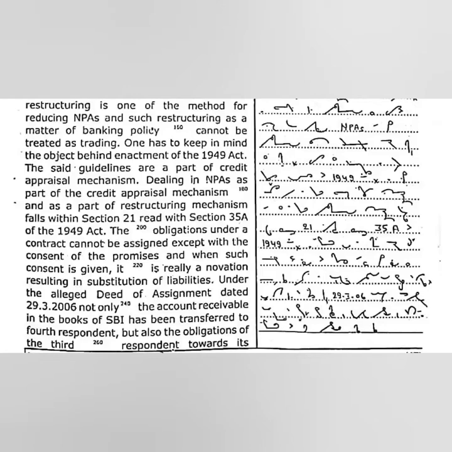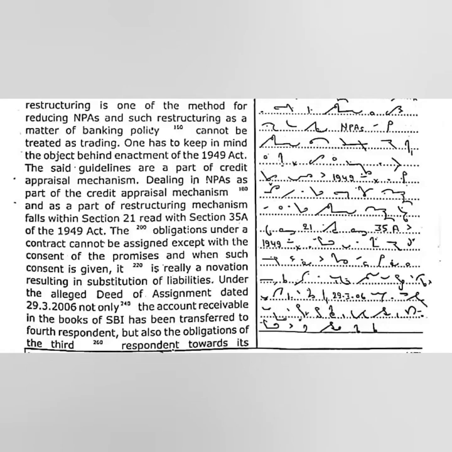One has to keep in mind the object behind enactment of the 1949 Act. The said guidelines are a part of credit appraisal mechanism. Dealing in NPAs as part of the credit appraisal mechanism and as a part of restructuring mechanism falls within Section 21 read with Section 35A of the 1949 Act.